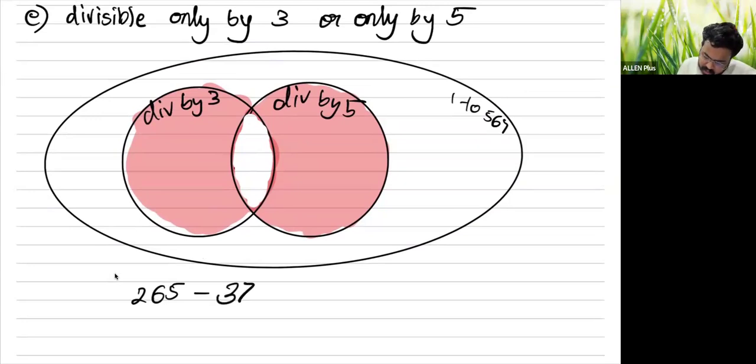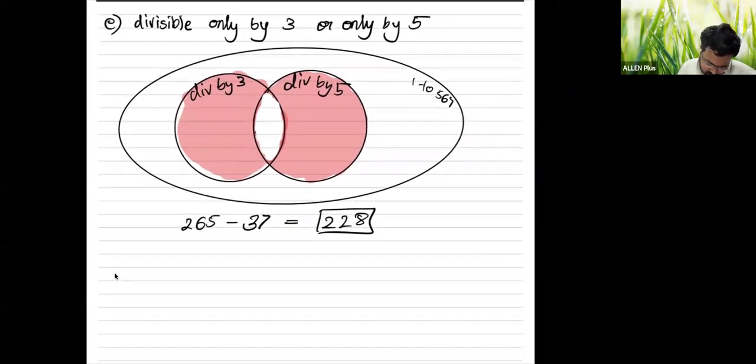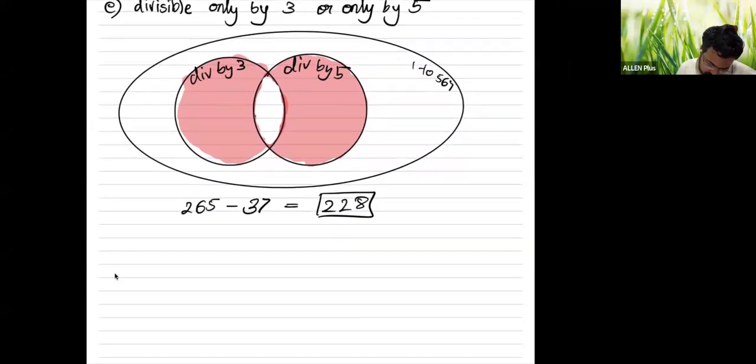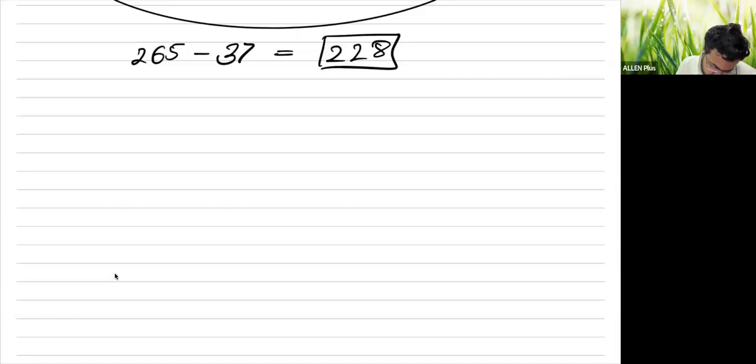Right now, E part is that you remove 37 from 265. The entire contents of this region is also removed. So you are left with 228. And this will be the answer to this question. Now, everyone can try this question.